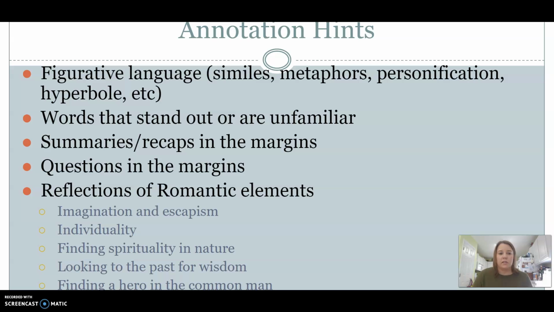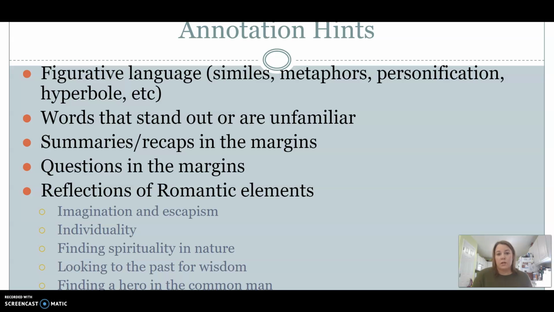So the first is figurative language. If you don't remember what that is, remember that figurative language is similes, metaphors, personification, hyperbole. Any language that's not meant to be taken literally is figurative language. Usually it implies something about the subject of the poem without directly stating it. Poets are notorious for doing this.